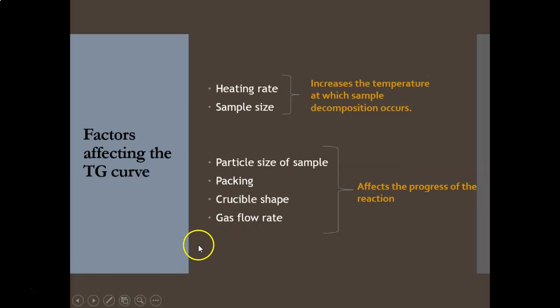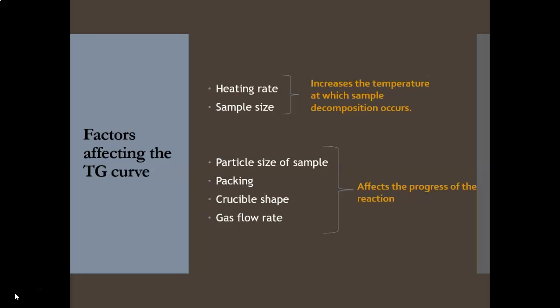So now we look at the factors affecting the TG curve. The first factor is the furnace heating rate. The temperature at which the compound or sample decomposes depends upon the heating rate. Okay, if the heating rate is high, the decomposition temperature is also high. So a heating rate of 3.5 degrees C per minute is usually recommended for reliable and reproducible TGA.